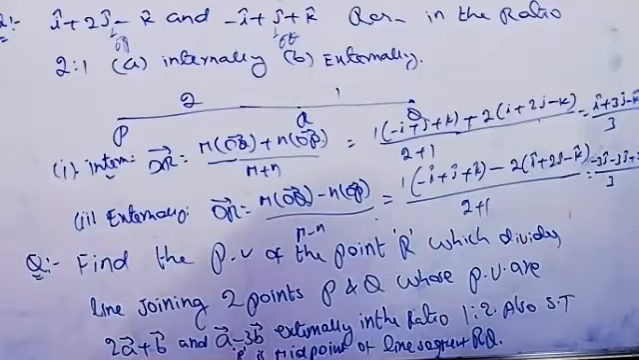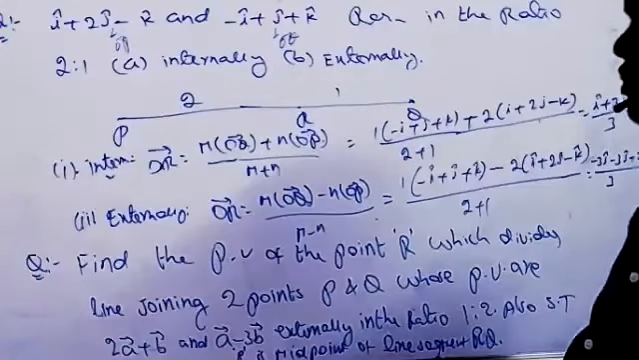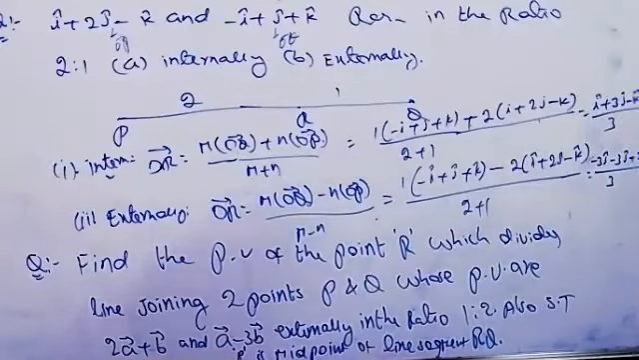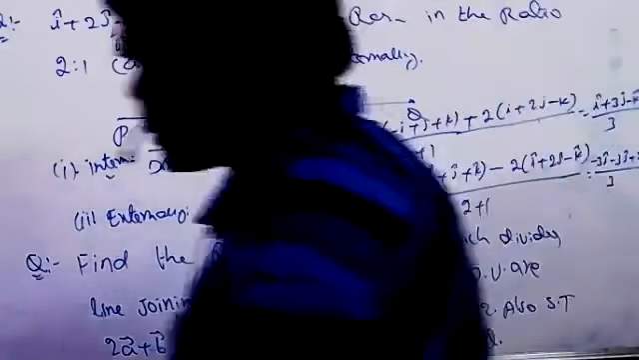This is also the same thing only. But for the third question, Q divides PQ in the ratio 1 is to 2 externally. That means we need to take the point outside.